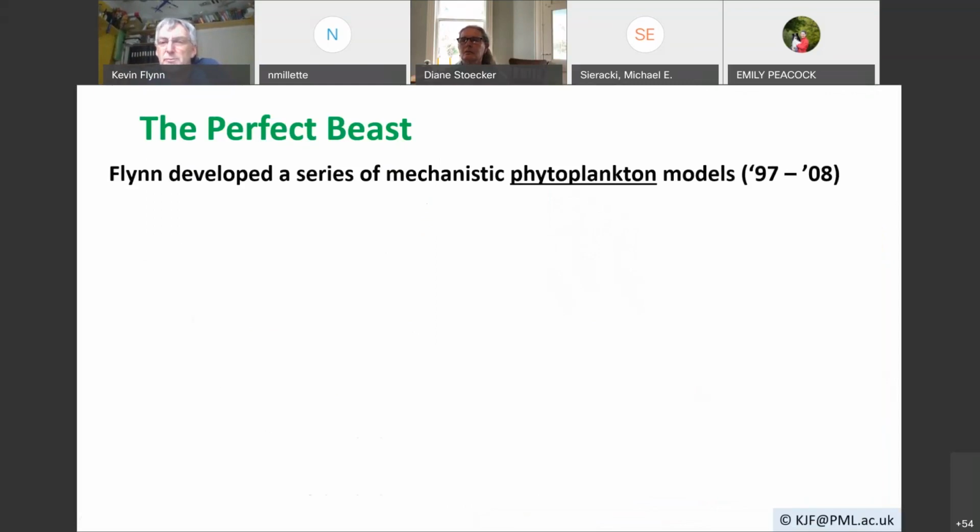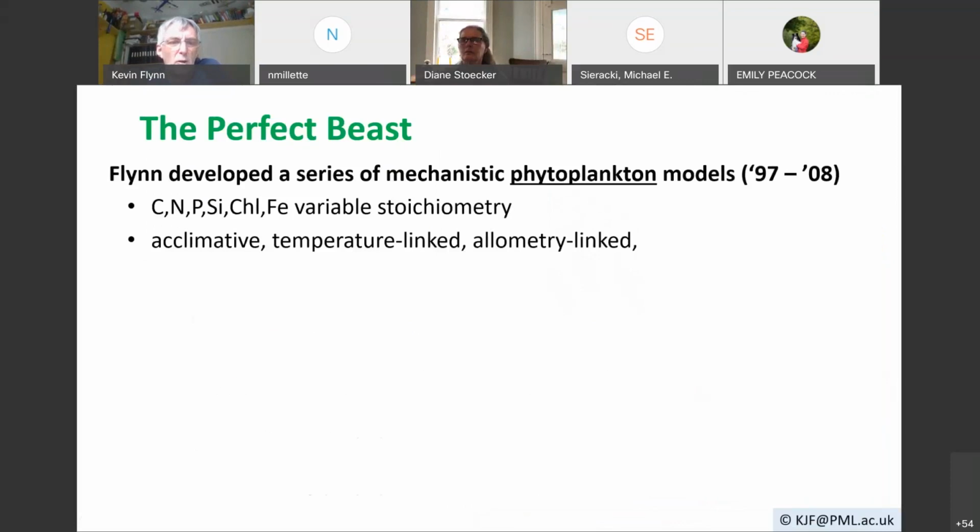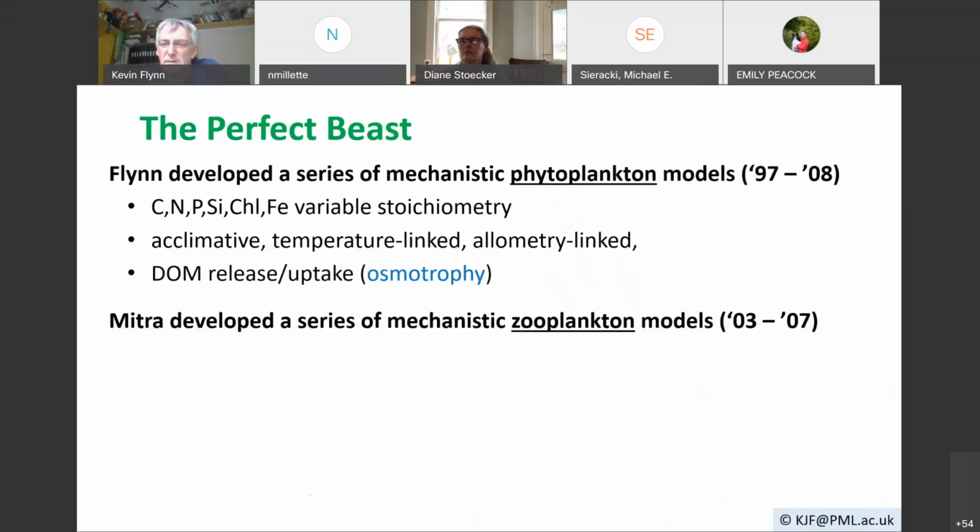We developed a series of mechanistic phytoplankton models: variable stoichiometry, acclimative, temperature linked, telemetry linked, and so on. Osmotrophic. DT Mitra had done similar sorts of things with zooplankton models.